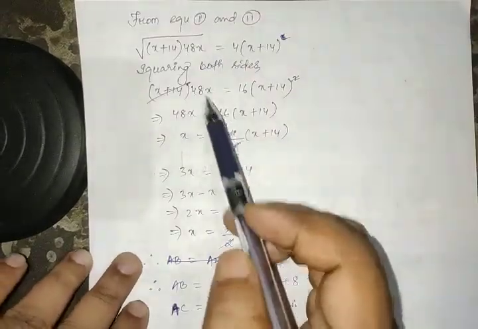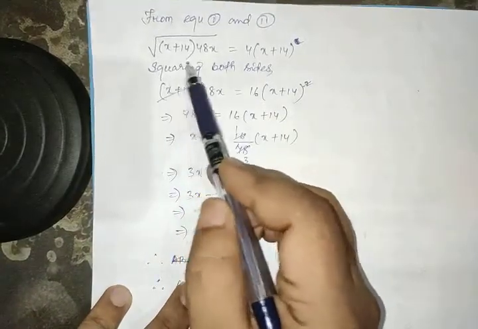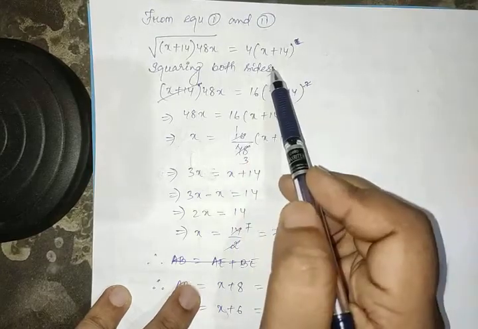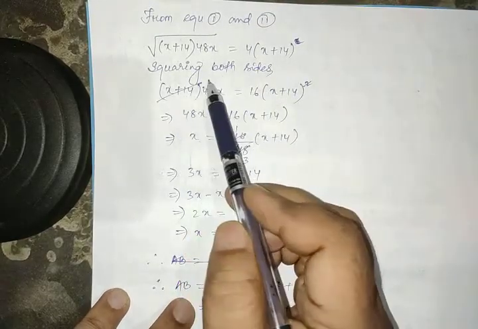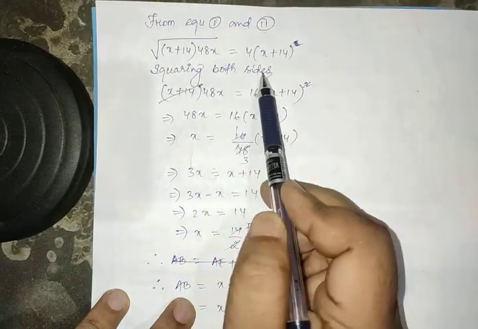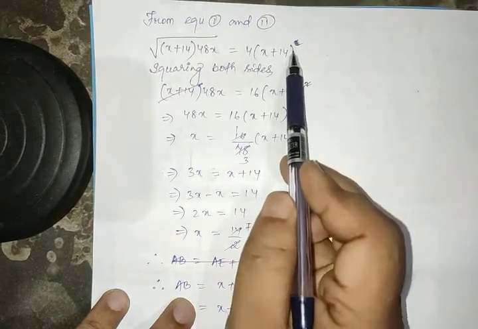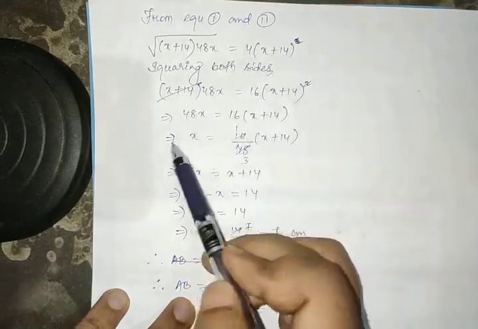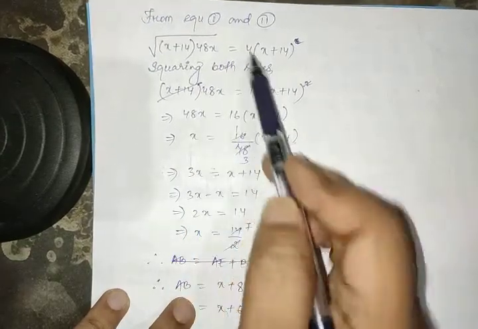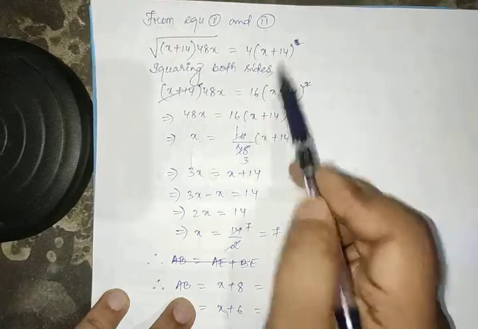So we can write from equation 1 and 2. See, this is our equation 1, root over x plus 14 into 48x equal to 4 into x plus 14. Okay, so now we have to find the value of x from here. So we'll square both sides. So here I've written squaring both sides. Now if you square both sides, this root and square will be cancelled, and here you'll get whole square. Okay, so here root is cancelled, so we're getting x plus 14 into 48x equal to, and this we have squared. Okay, that means 4 square is 16 and x plus 14 whole square.